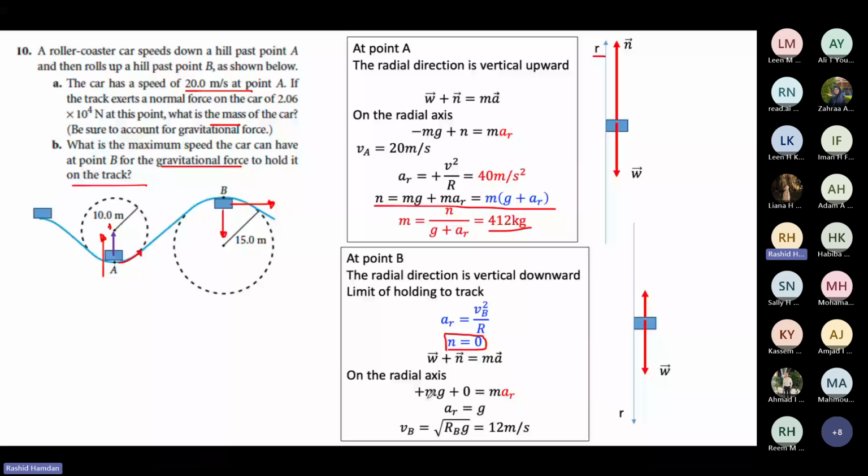So I have N equal to 0. We still have the same idea, but now the radial direction that I choose is downward, because the center of curvature is below the object. Now mg is providing the centripetal force for me, so the N can be reduced. I have mg plus 0 equal to m a_r, so a_r is equal to g. And this means that v_b is equal to 12 meters per second. If I have a speed larger than 12 meters per second, I would actually fly out of the trajectory.